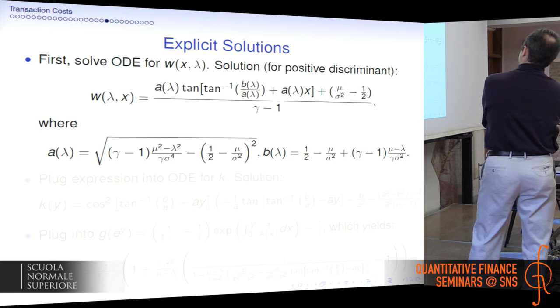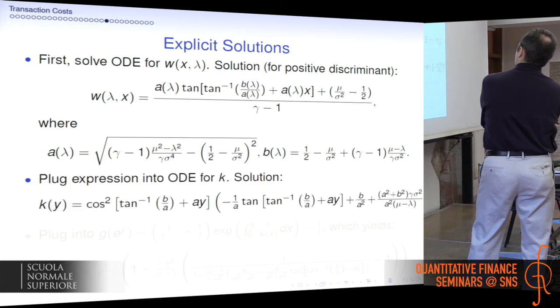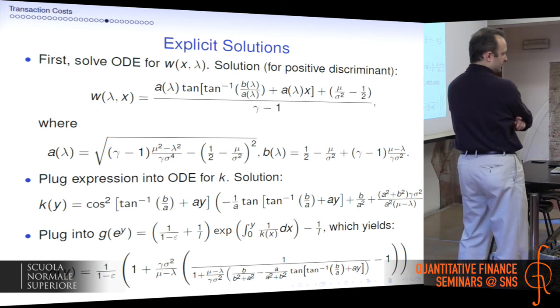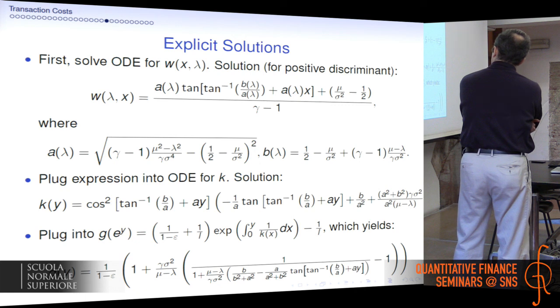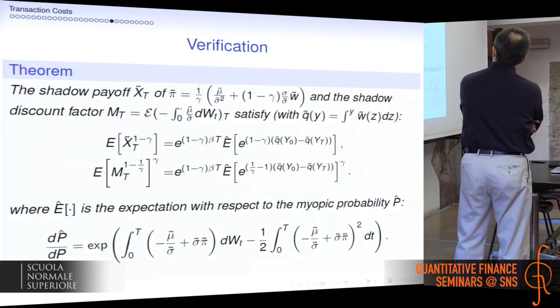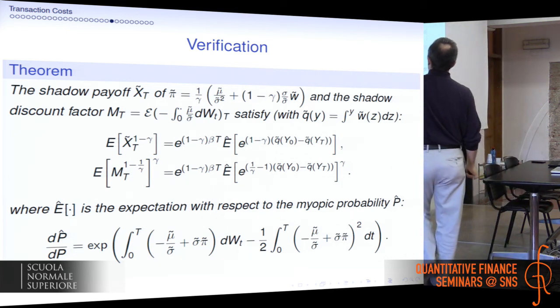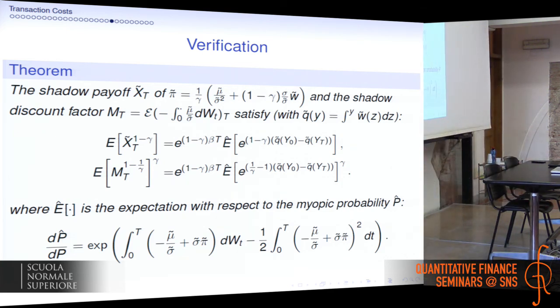Which can be written like this, in terms of lambda, of course. And then you have to find the value of kappa. From the value of kappa, you find the value of G. And G gives you exactly the expression for the shadow price, which is not pleasant, but it is explicit. Now you have the shadow price, and you can do the verification. The way you do the verification is that you do the exact finite horizon bounds that I showed you in the previous lecture.